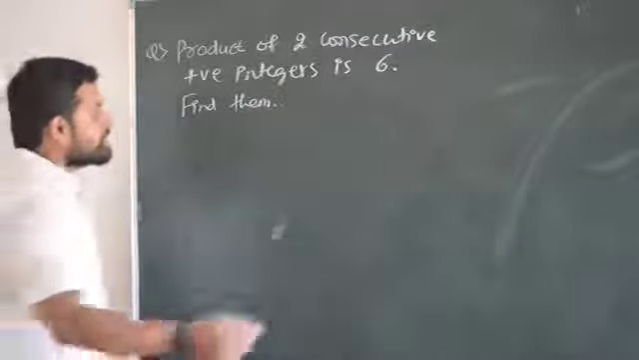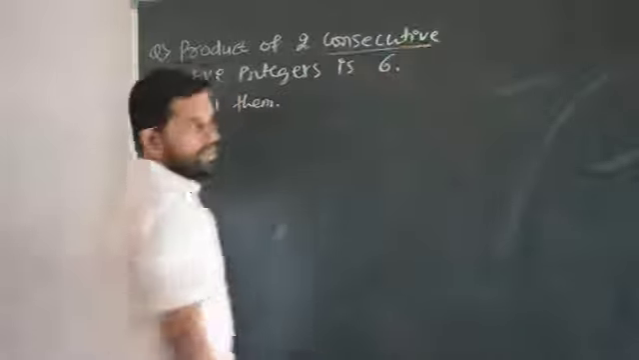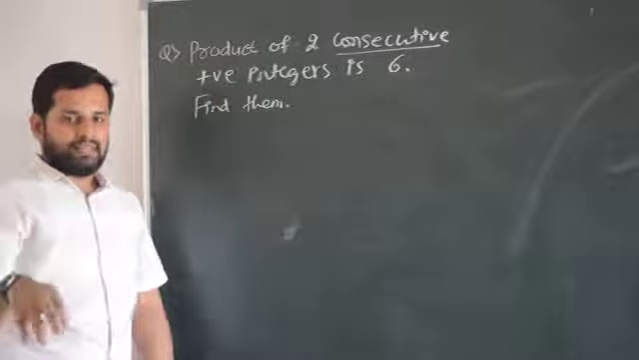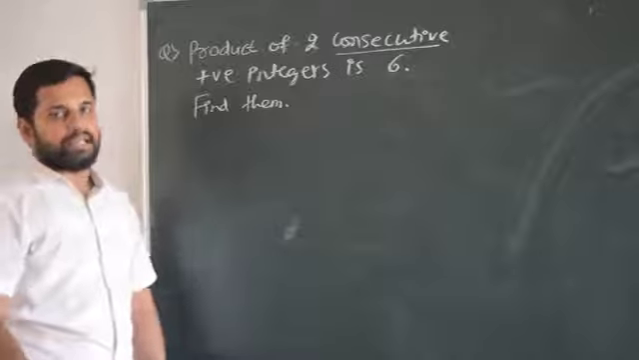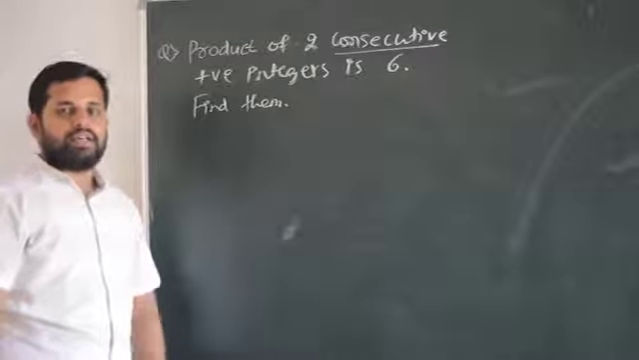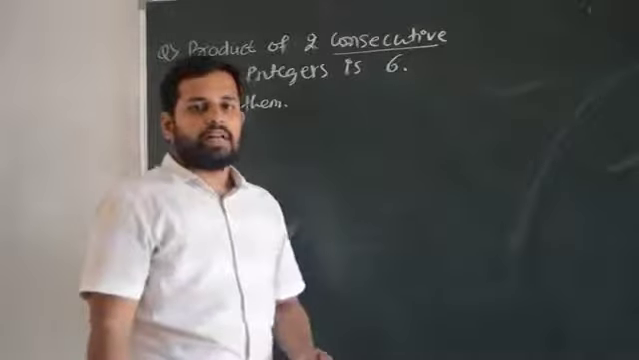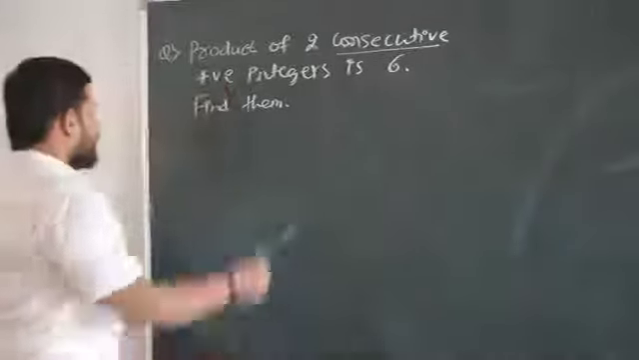There are two. You understand the meaning of consecutive? What do you mean by consecutive? Consecutive means one after the other. For example, 10 is there. Then 11 is called consecutive integer of 10. 9 and 10 are consecutive. 100 and 101 are consecutive. 1000 and 1001 are consecutive. Like that. Okay, fine.